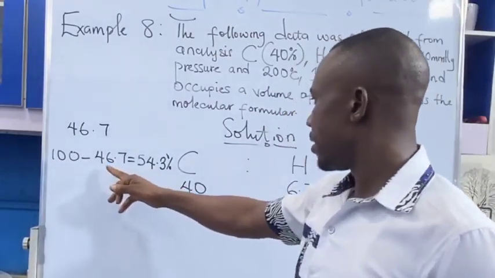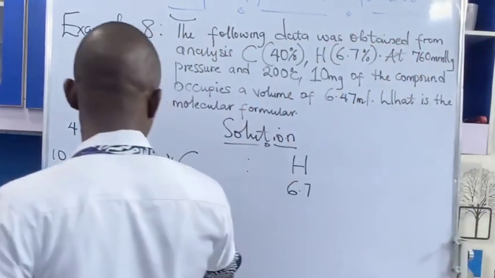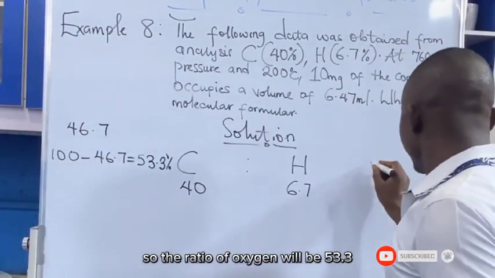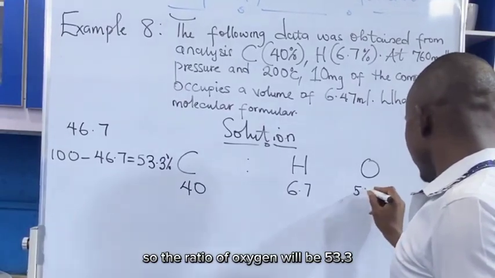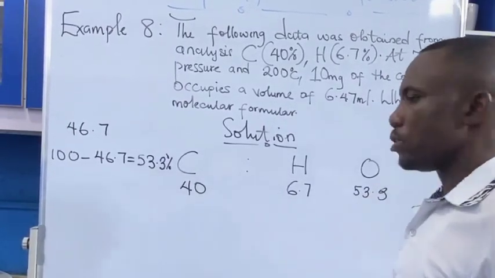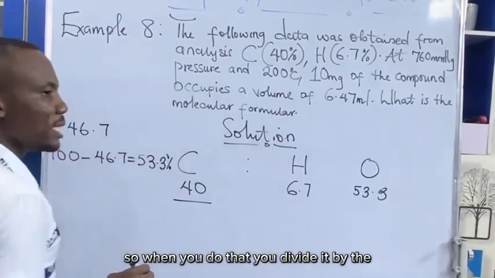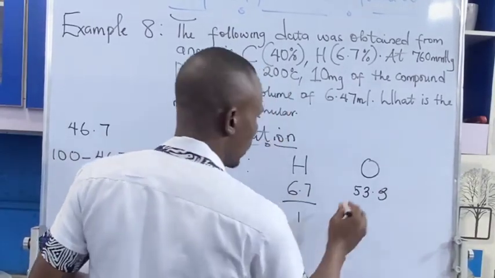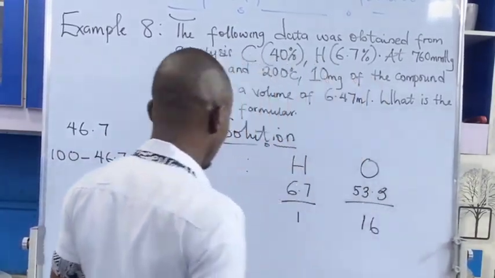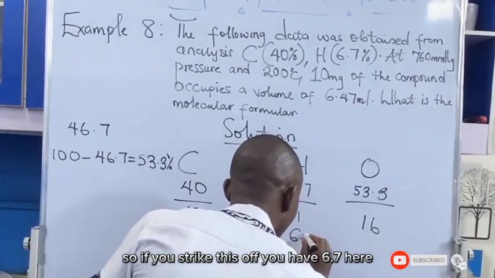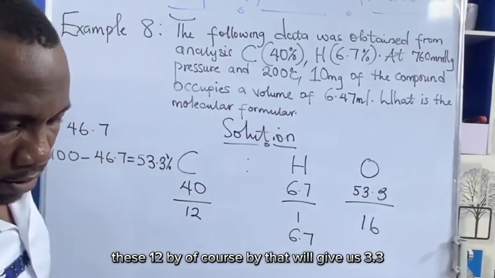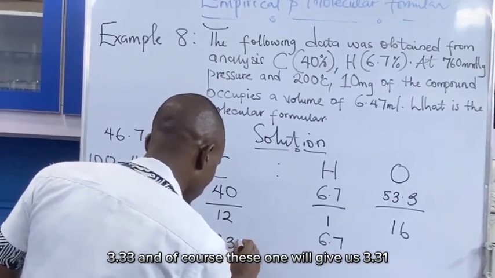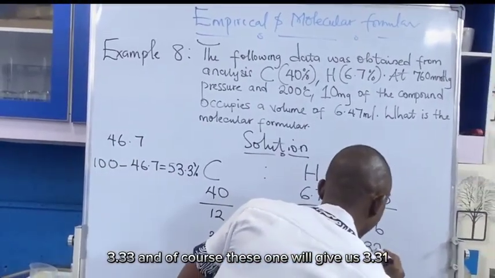So the ratio is carbon 40, hydrogen 6.7, oxygen 53.3. When you do that, you divide by the relative atomic mass of carbon, which is 12, hydrogen is 1, and oxygen is 16. So you have 6.7 for hydrogen, and 40 divided by 12 will give us 3.33. And of course, this one was 3.31.